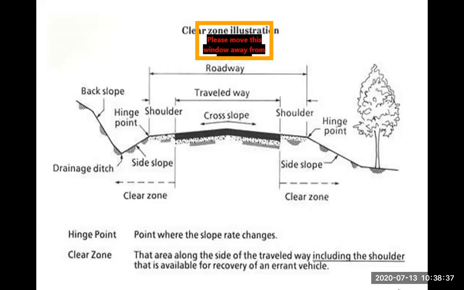And what is the clear zone? It is also described here, so if somebody was unable to see, now they can. The clear zone is the area along the side of the traveled way, including the shoulder, that is available for the recovery of an errant vehicle. As I said earlier, whenever there is a problem with your vehicle, you have to park it aside. Generally the shoulder is that part of the road utilized for this particular purpose. So that is the shoulder.